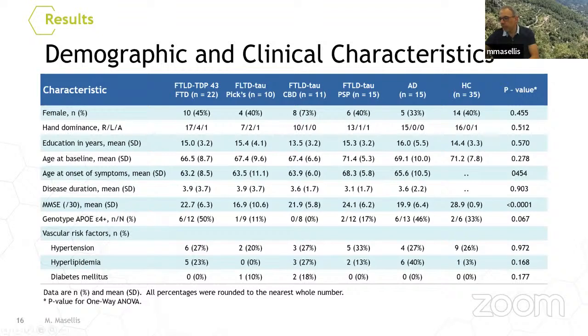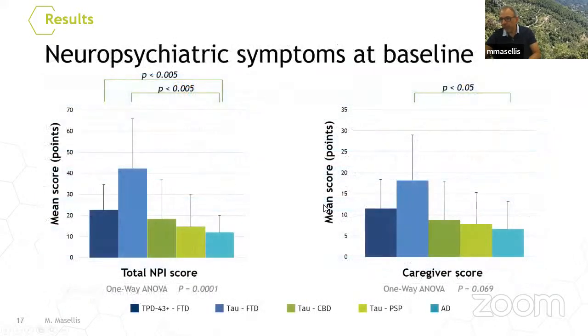So in terms of the differences between groups, the groups were well matched. The only difference is that the healthy controls had normal MMSE scores, whereas all the pathological subgroups performed worse on the MMSE. When we look at the baseline presence of neuropsychiatric symptoms, we found that the FTLD-Pick's group had the highest burden of neuropsychiatric symptoms, followed by the FTLD-TDP43 group.